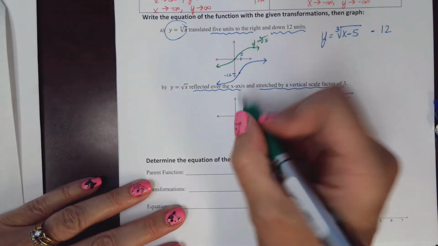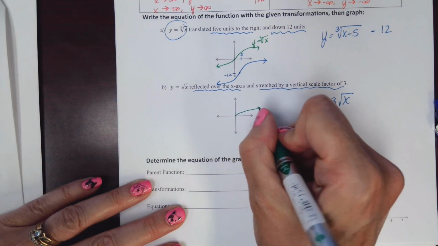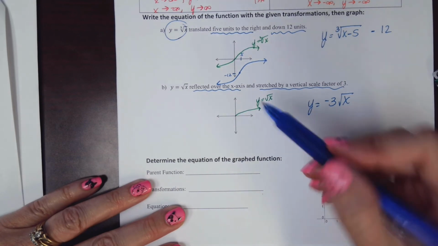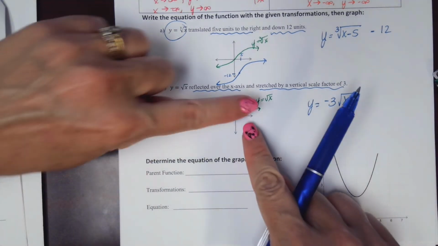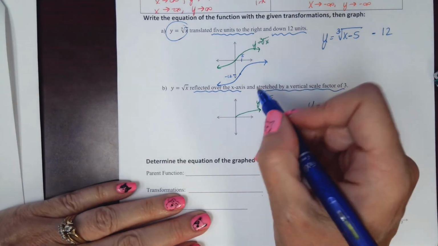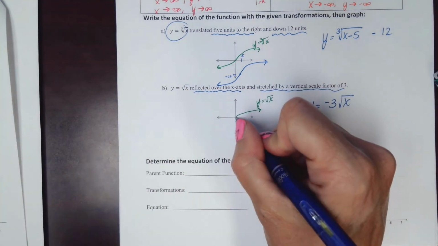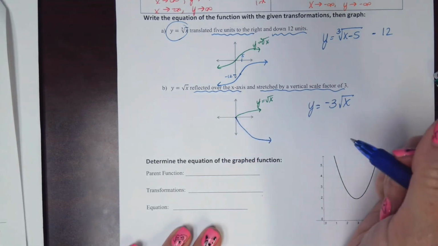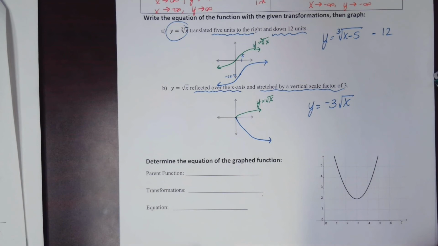So my parent function would be right here. y equals square root x. I'm flipping that upside down and I am stretching it. So I'm pulling it out. So it's going to start at the same place, it's going to go down, and it's going to straighten out a lot. So there's my transformed function.